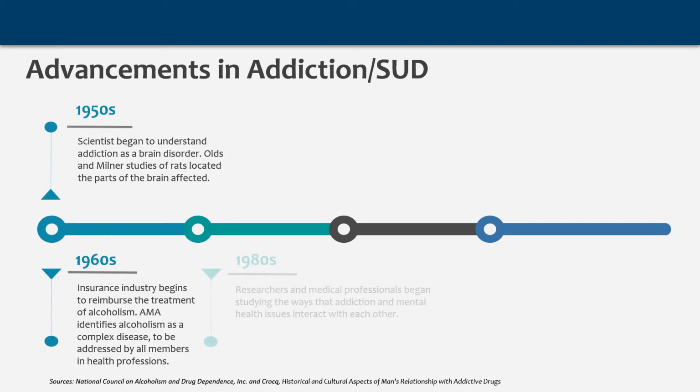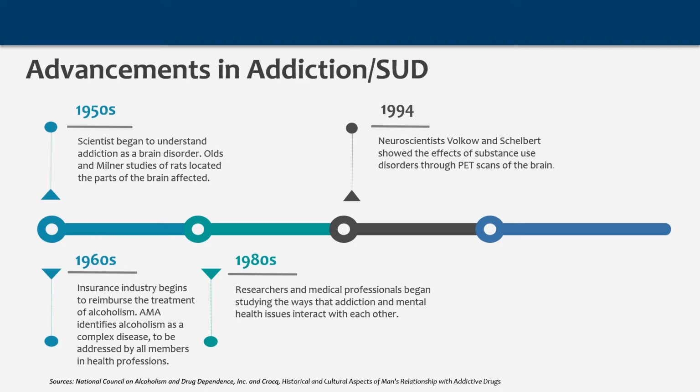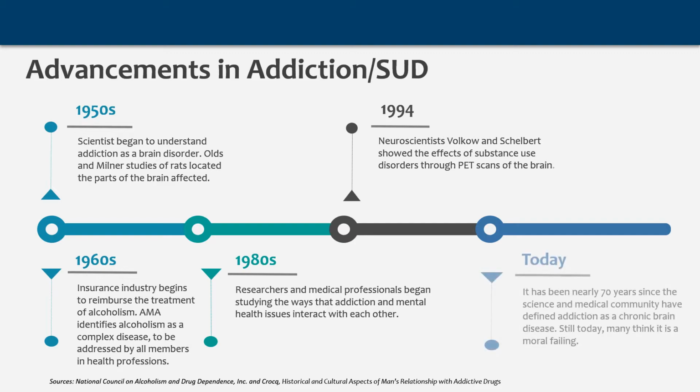In the 1980s, researchers and medical professionals began studying the ways that addiction and mental health issues interact with each other. In 1994, neuroscientists Volkow and Shelbert showed the effects of substance use disorders through PET scans of the brain. And today, there is more research underway and education needed. It has been nearly 70 years since the science and medical community have defined addiction as a chronic brain disease. Still today, many think it is a moral failing.